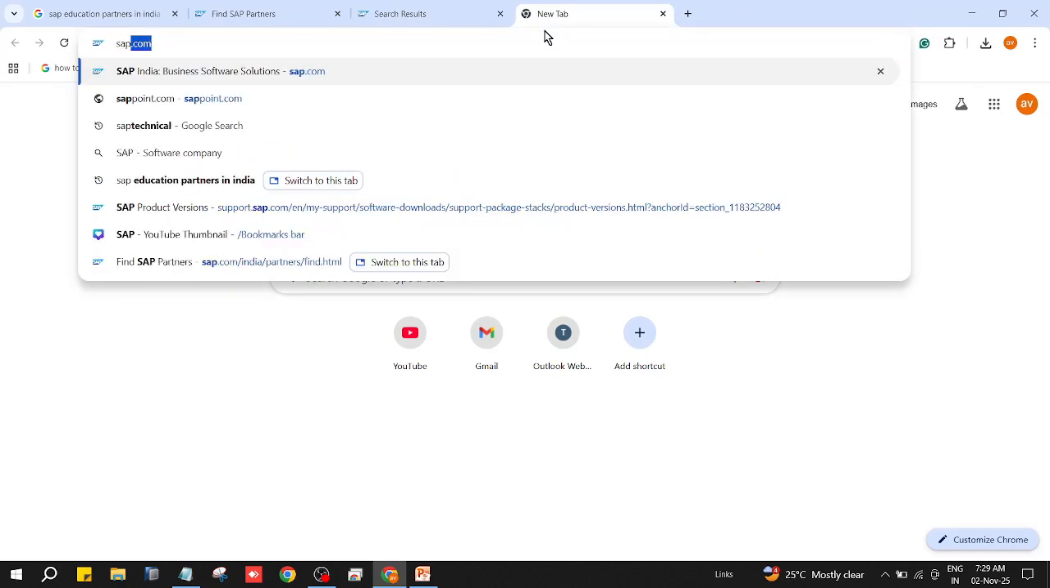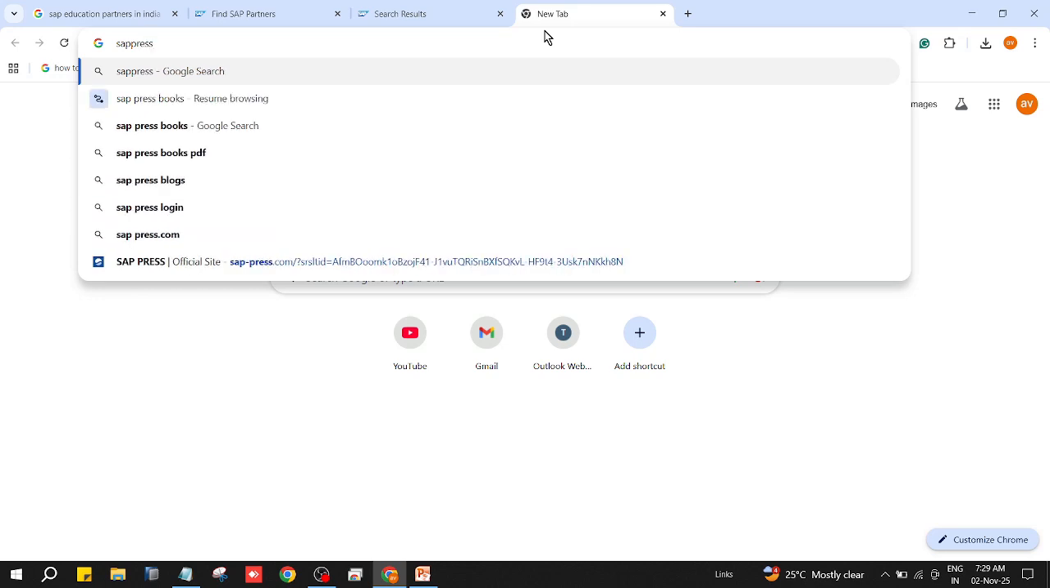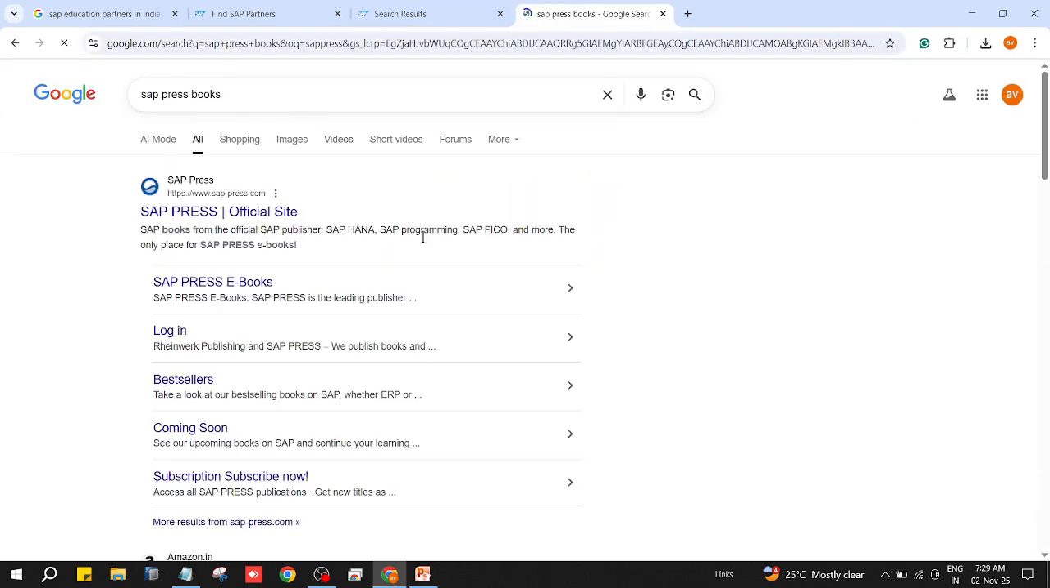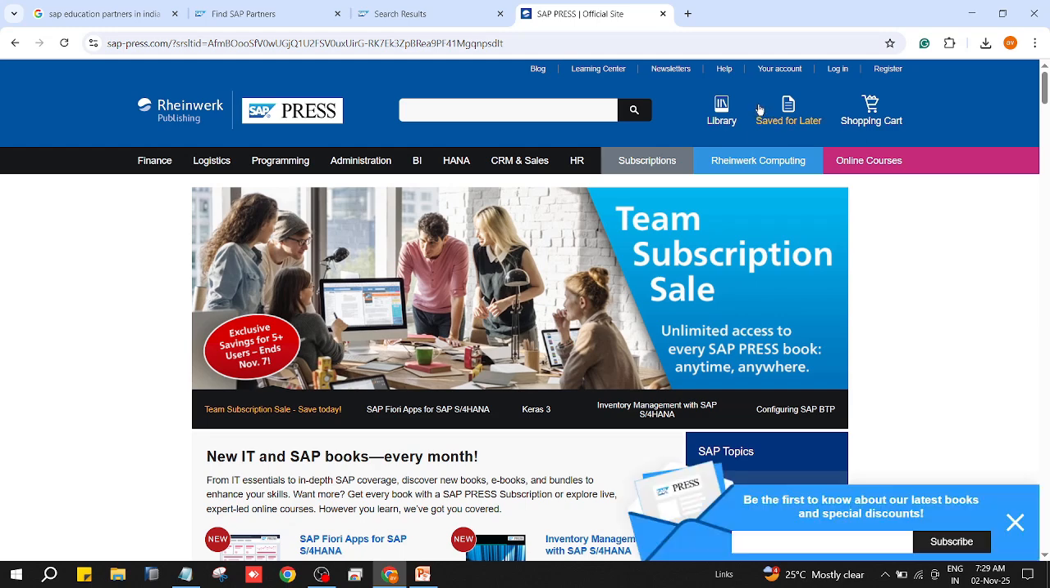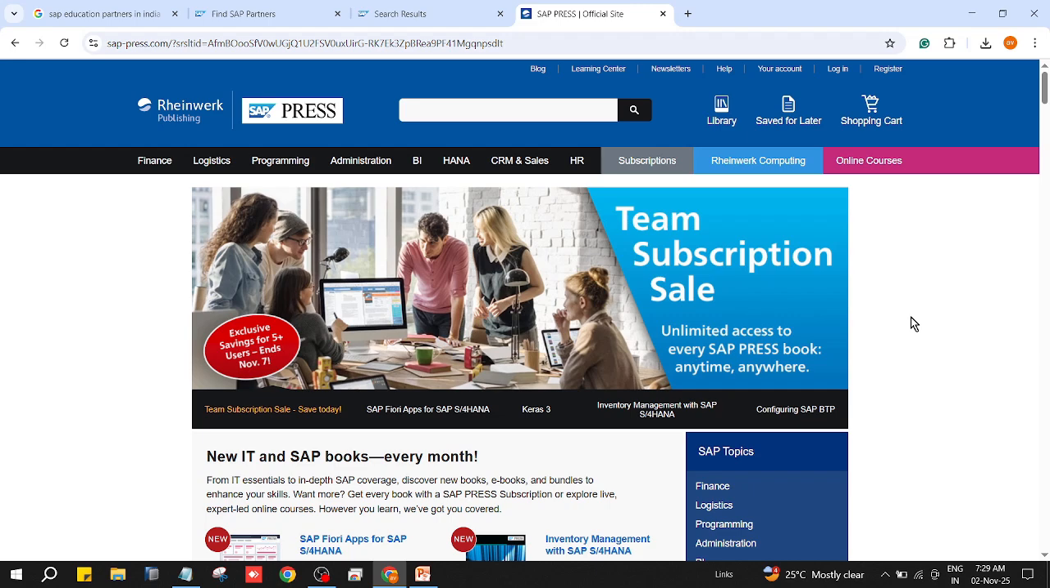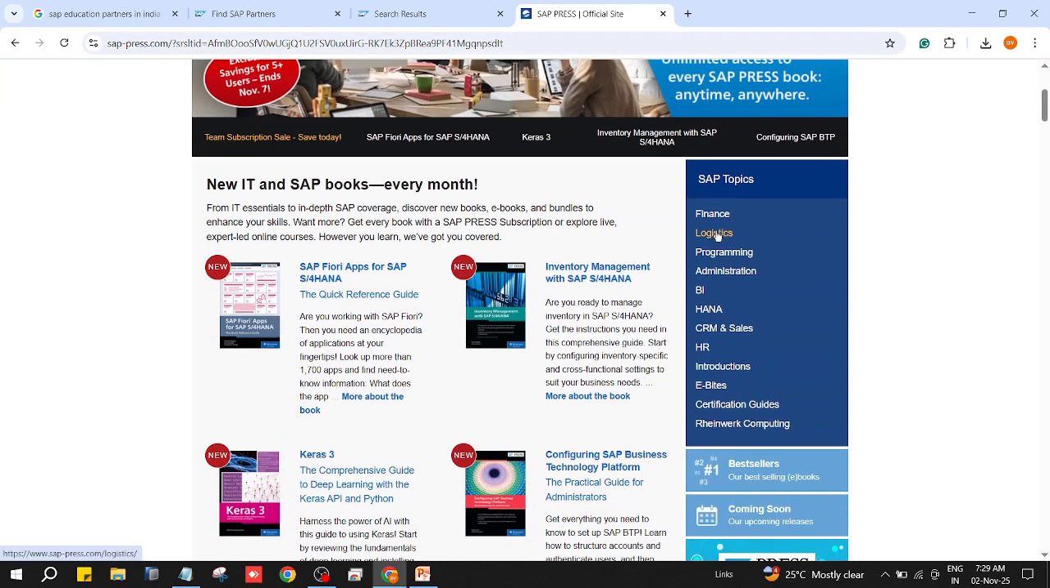So if you go to SAP Press, the official site, SAP-Press. E-books are there, hard copy books also there. This is the website where you can purchase from the library just like Amazon. You can order here, and it will be couriered to your address. There are finance, logistics, programming, administration, topics wise, modules wise.